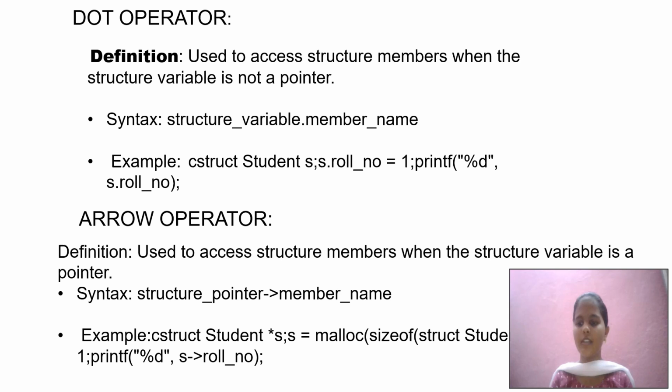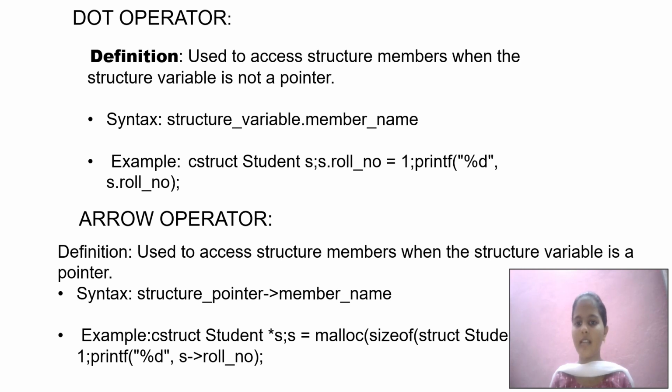As every one of us knows that C language is rich of many operators, in that dot operator and arrow operator are also included. When it comes to dot operator, it is used to access structure member when the variable is not a pointer. Dot operator is also known as dotted notation or dotted syntax. When it comes to syntax, it should start with structure variable dot member name.